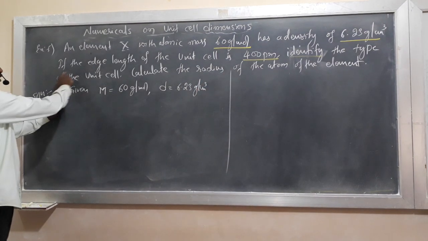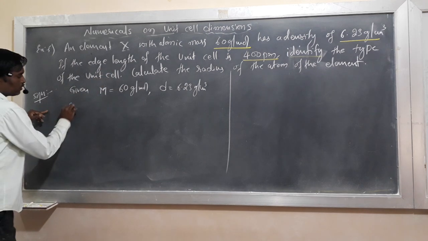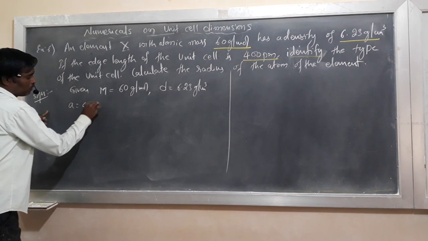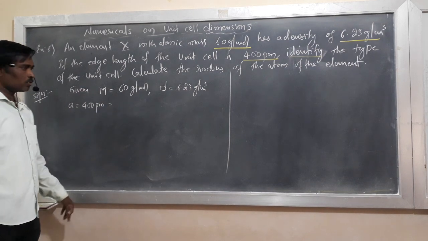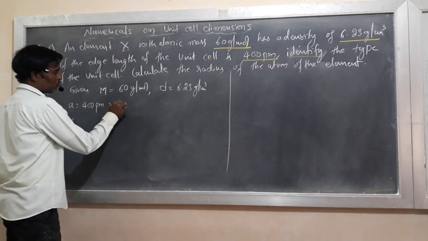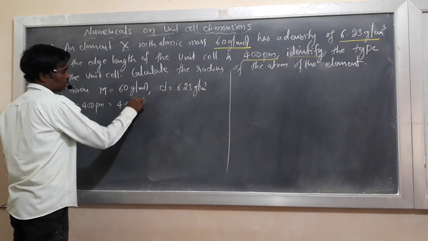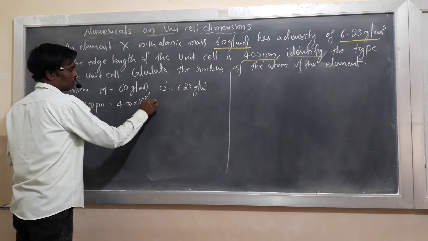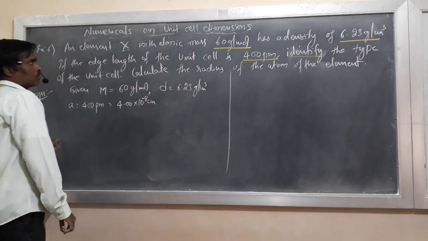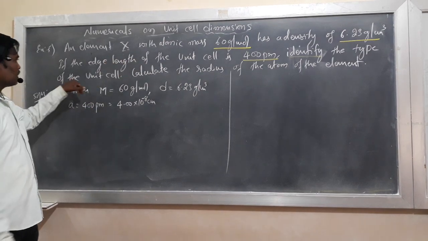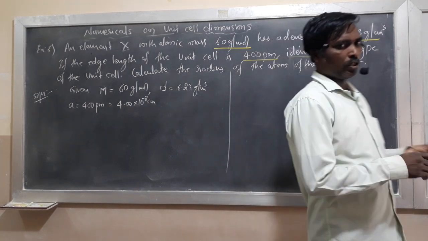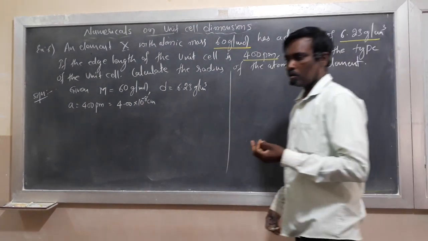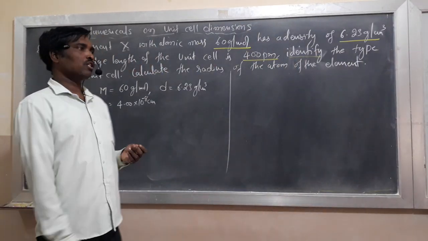Next, edge length of the unit cell. Edge length we define as 400 picometers. Express that in centimeter as 4.00 into 10 raised to minus 8 centimeter. Then identify the type of unit cell. Type of the unit cell means whether the unit cell is simple cubic, body centered cubic, or face centered cubic.